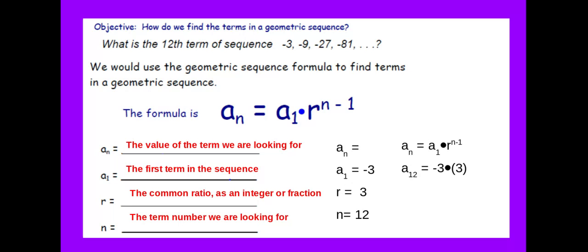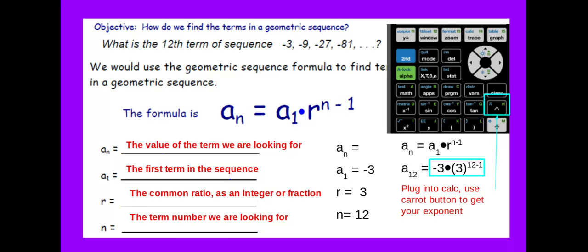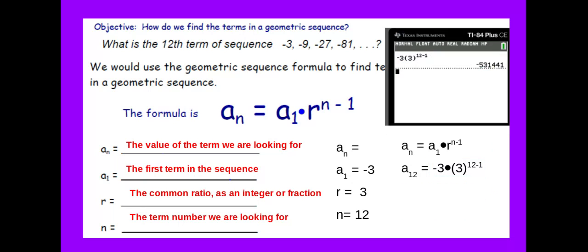And 3 is our common ratio, so that's what we're plugging in for r, to the 12 minus 1 power because 12 is the term number that we're looking for. Next step is you're going to plug this into the calculator. Now, just remember when you're trying to get this exponent in here, you need to use this caret button to bump it up into an exponent. And then once you do that, you press enter and your calculator should look like that. If it doesn't, you need to go back and re-practice it.